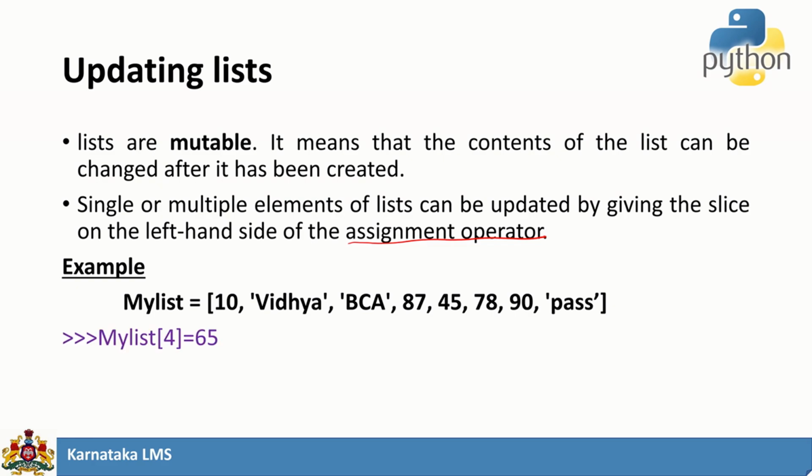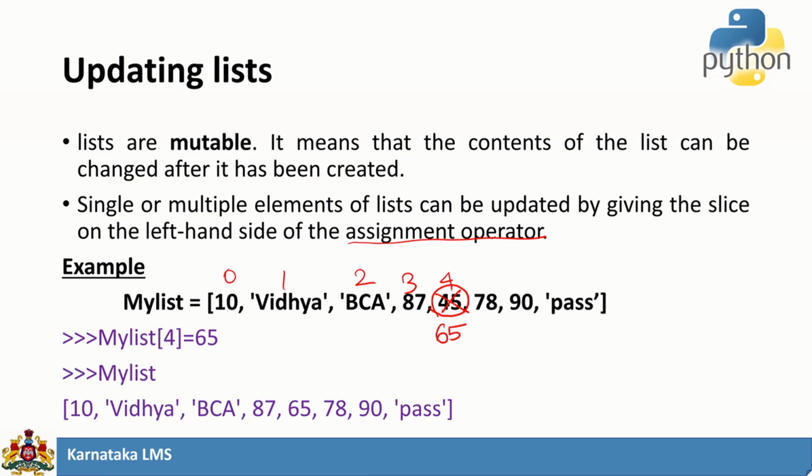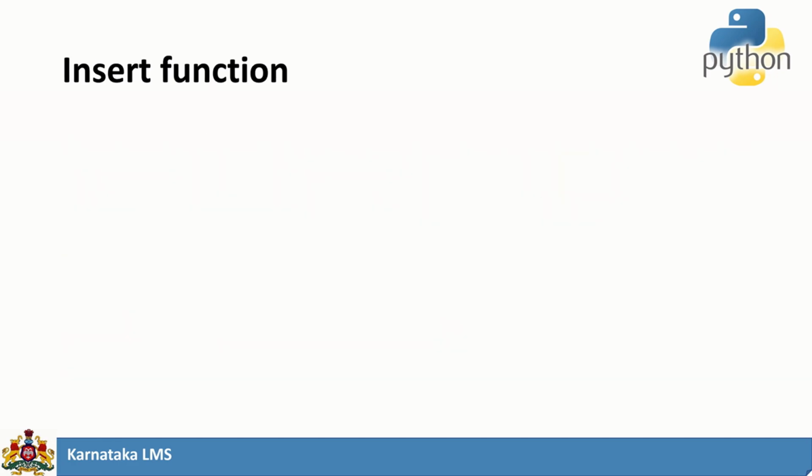Now when you say my list of 4 is equal to 65, it will just go and identify the fourth element: 0, 1, 2, 3, 4. So this is the fourth element. So 45 will be replaced by 65. So the output of the list will be 10, Vidya, BCA, 87, 65, 78 and so on. So we can update the list directly by using the assignment operator.